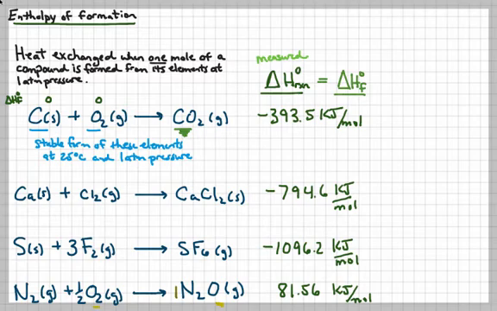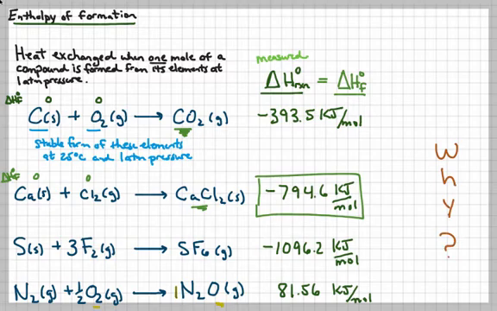Furthermore, the enthalpy of formation for calcium chloride is minus 794.6 because the pure elements, calcium and chlorine, are defined as 0. And that'll be the case for all the pure elements. The enthalpy of formation of all the pure elements is designated as 0. And this gives us a starting point for defining the enthalpy of formation for all the other compounds, like CO2 and calcium chloride and SF6 and N2O.